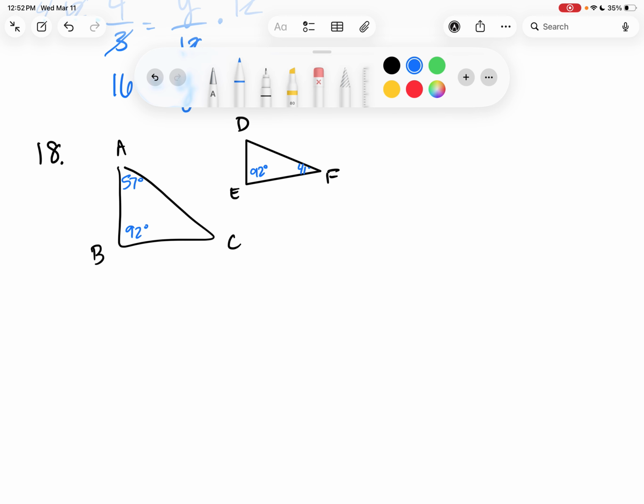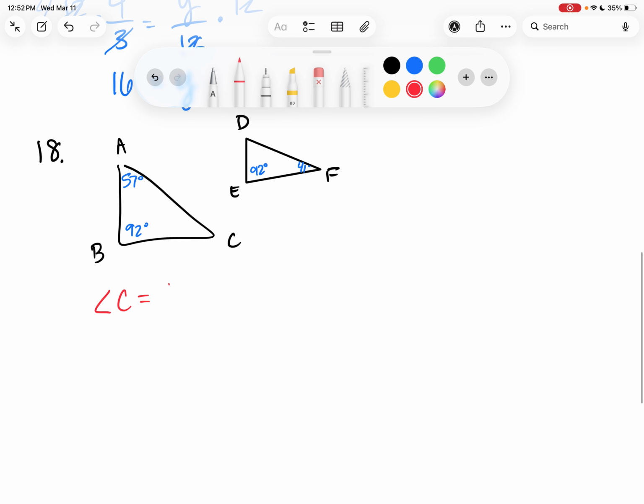So what do I need to do? Find them. How do I do that? You would add the 2 numbers together and subtract it from 180. Yep, so 180 minus 92 minus 57, or you can add them together and then subtract that number from 180. And what do I get when I subtract these? 31 degrees. So that means that angle C is 31 degrees.